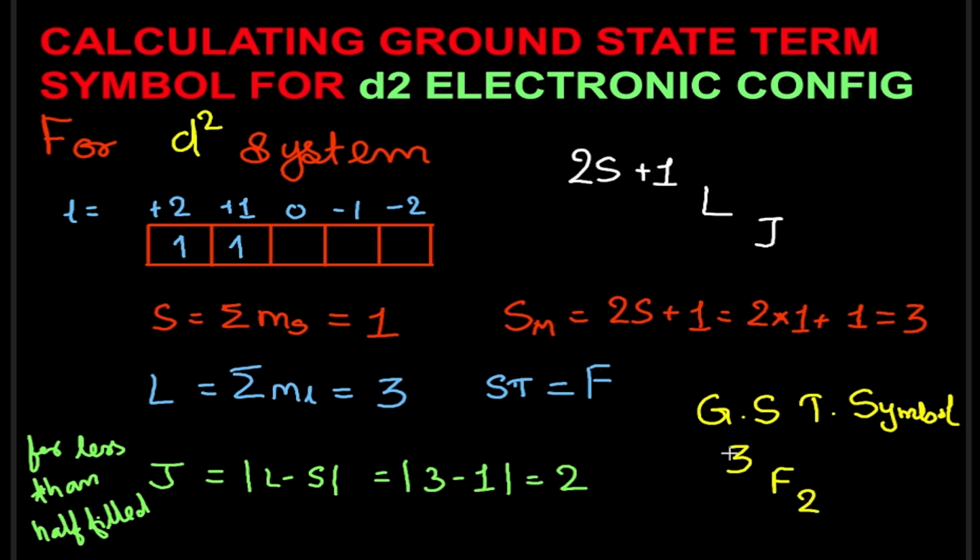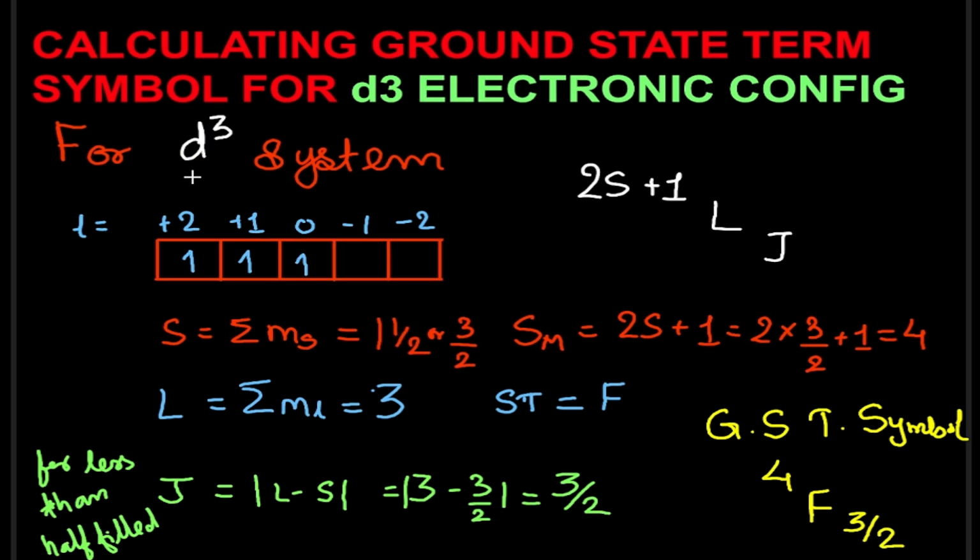For the d2 system, similarly, there are 2 electrons in the d orbital, so the spin is half plus half, which becomes 1, and the spin multiplicity will be equal to 3. The value of L, 2 plus 1, is 3, so the spectroscopic term is F, and the value of J will be 3 minus 1, that is 2. Hence the ground state term symbol for the d2 configuration will be 3F2.